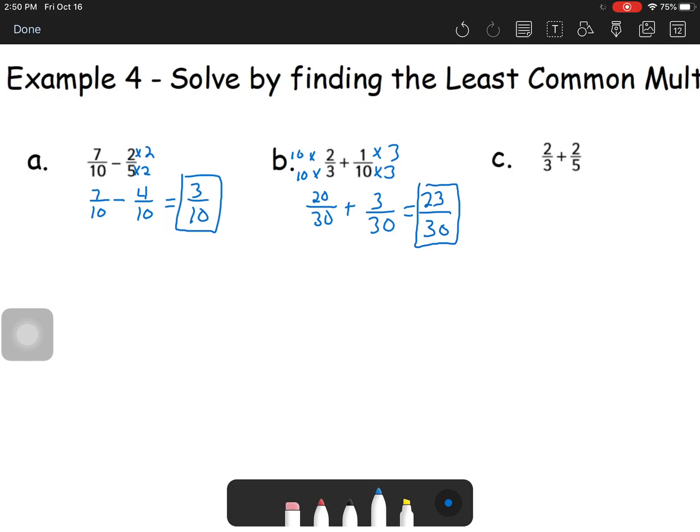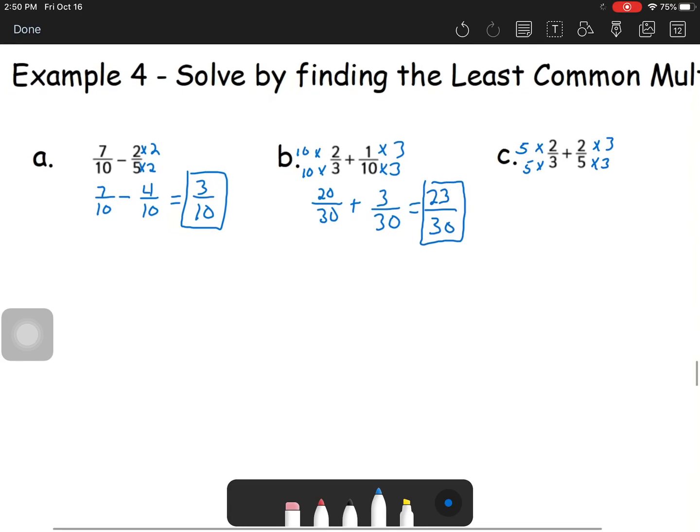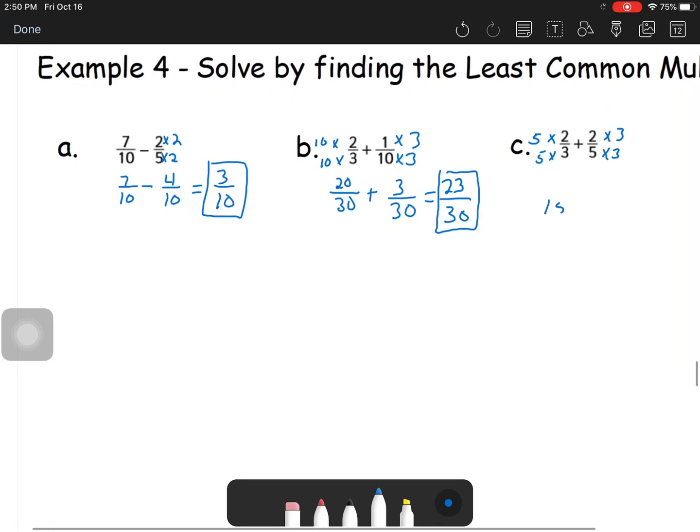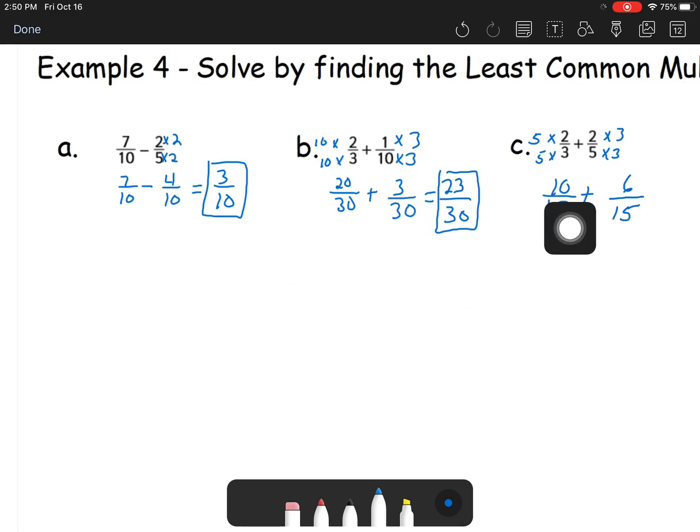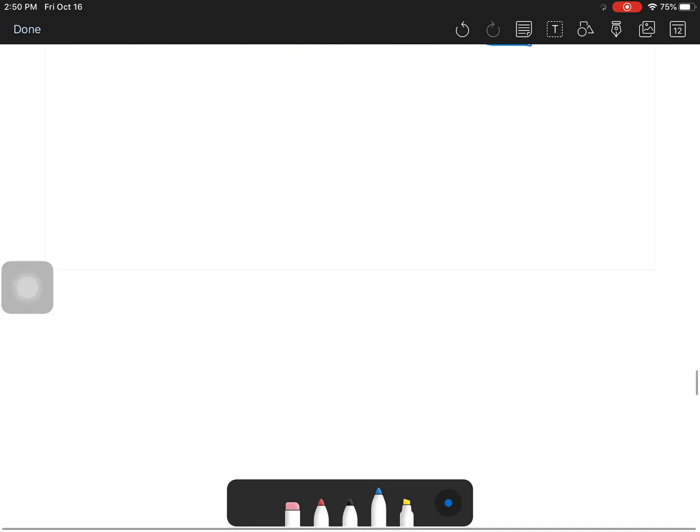Okay. This problem, I'm going to go times 3 here and times 5 here, so that way I can get a least common multiple of 15 on the bottom, right? So the first one I have 15 on the bottom and 10 on top, and on the second one I have 15 on the bottom, and then 2 times 3 is 6. Okay, so with common denominators, now I can say 10 plus 6, which is 16 over 15.